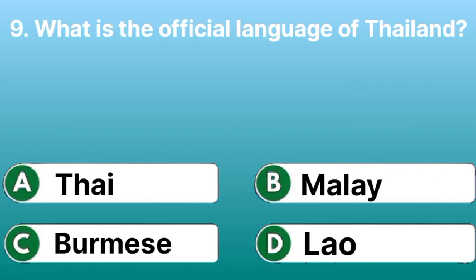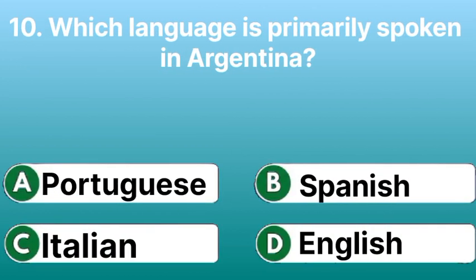Question 9. What is the official language of Thailand? A. Thai. B. Malay. C. Burmese. D. Lao. Answer A. Thai.